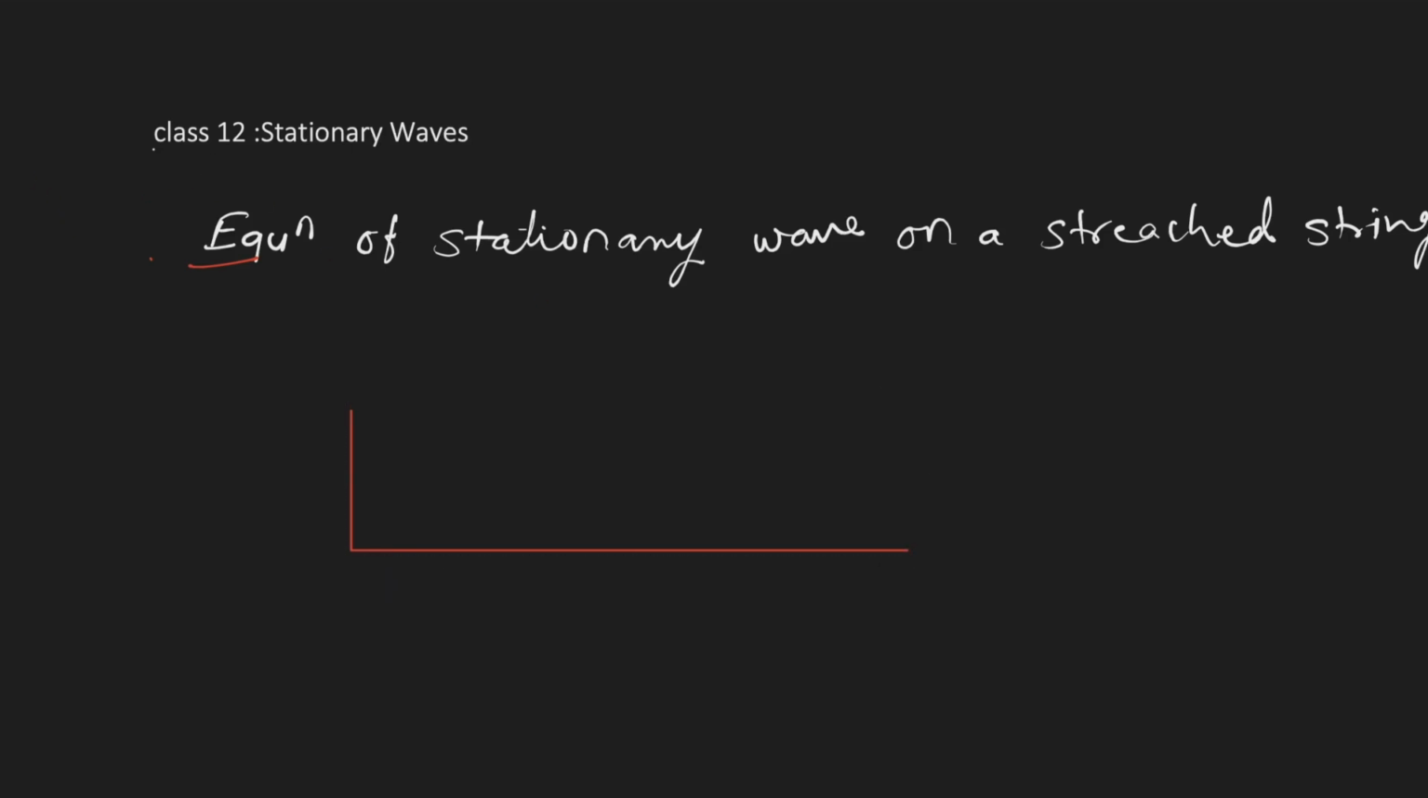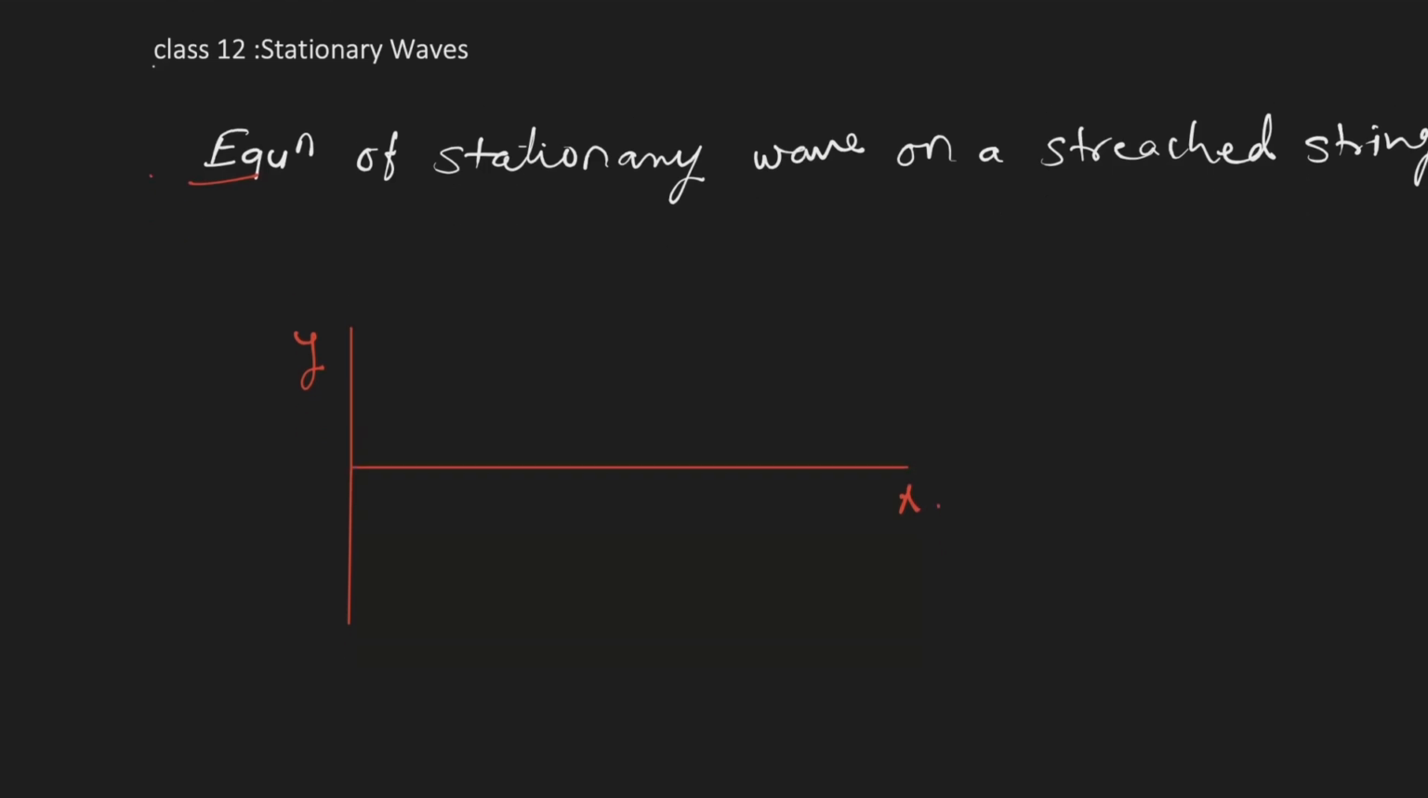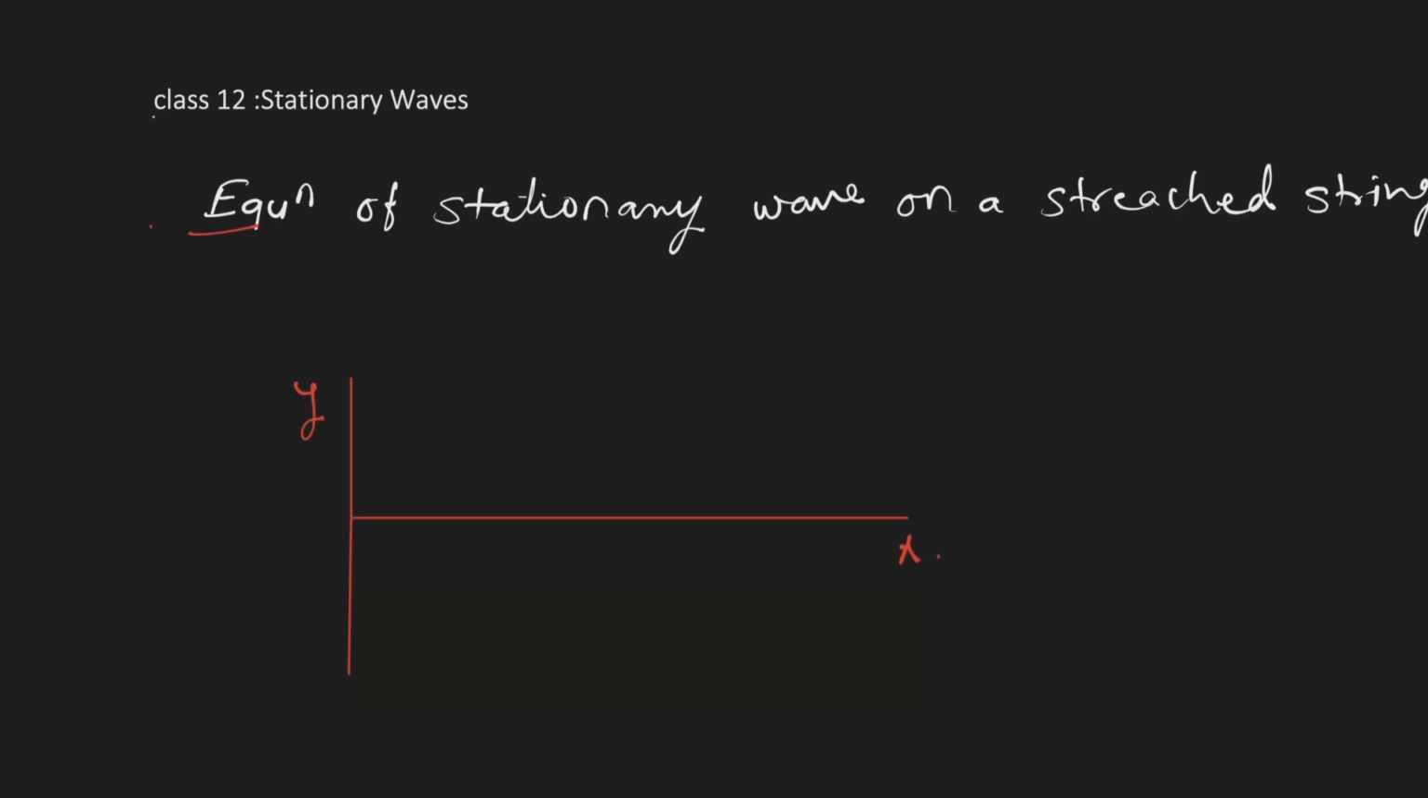Here we will consider any progressive wave. यहाँ पे हम क्या करेंगे, एक प्रोग्रेसिव वेव कंसिडर करेंगे. Okay, this is an xy axis. This is a y axis and this is a x axis. और यहाँ पे हम क्या करेंगे, एक वेव कंसिडर करेंगे. Here we will consider a wave which is a progressive wave.